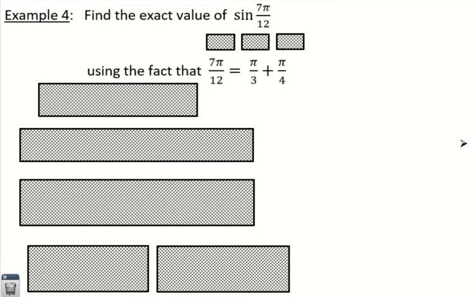Example number 4. Find the exact value of the sine of 7 pi over 12. Well, they also say, using the fact that 7 pi over 12 is the same as this sum.